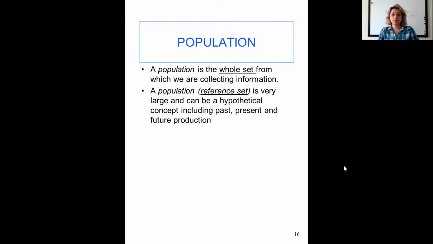The next thing is the population and sample that we want to talk about. The population is the whole set. We talked about that a little at the beginning of this chapter. A population is a reference set, is very large and can be a hypothetical concept, including past, present, and future production.